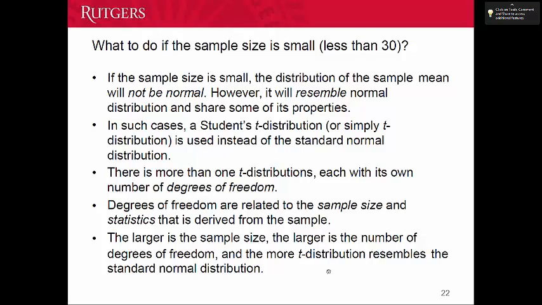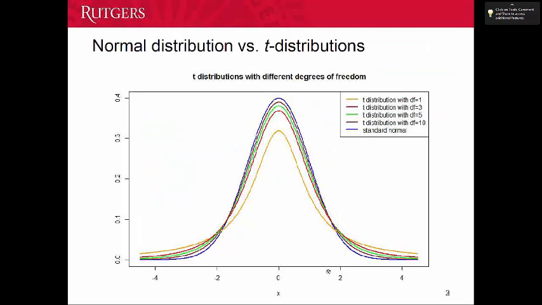There's more than one t-distribution, each with its own number of degrees of freedom. Degrees of freedom are related to the sample size and the statistics that are derived from the sample. The larger the sample size is, the larger the number of degrees of freedom is, and the more the t-distribution resembles the standard normal distribution. From this figure, we can see how t-distributions with different degrees of freedom resemble the standard normal distribution.